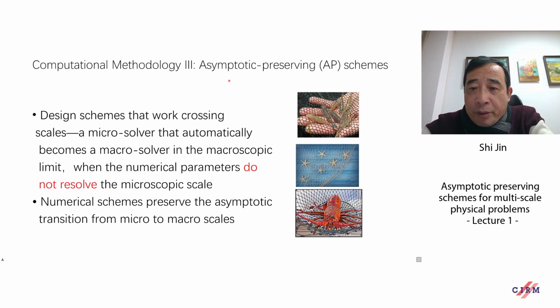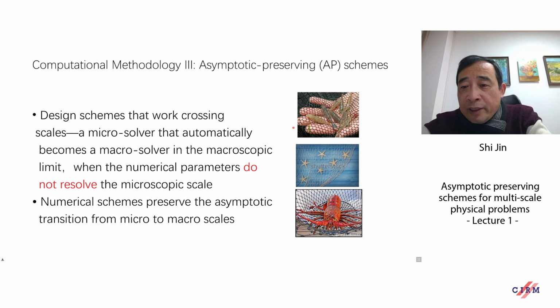And the last computational methodology that I'm going to talk about during this school is the so-called asymptotic-preserving scheme. The idea is that I want to design a scheme which works in different regimes, in different scales. But I'm only going to solve one equation. I'm not going to use two equations. I just solve one equation, the microscopic equation. But I hope this microscopic solver automatically becomes a macroscopic solver in the macroscopic limit when I cannot afford to resolve the small scale.